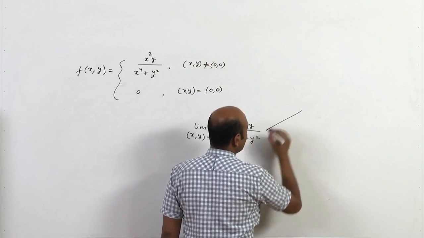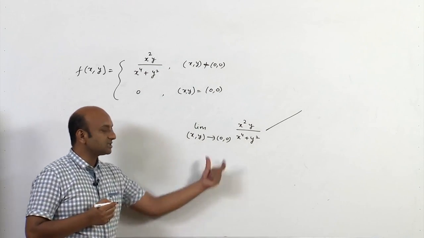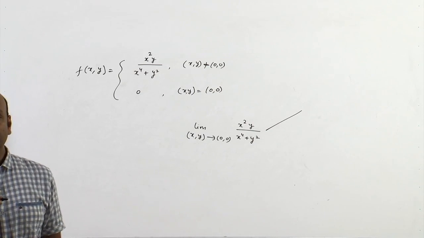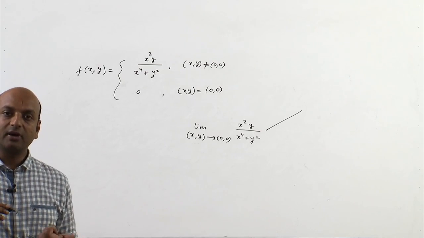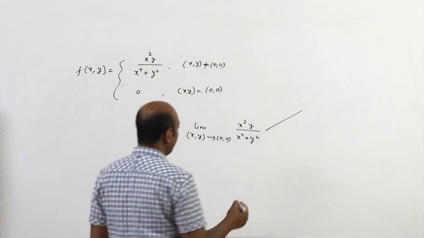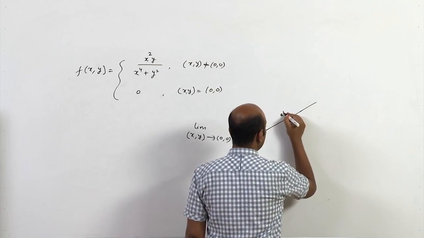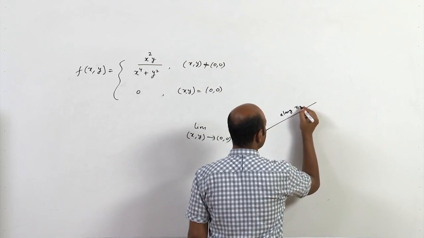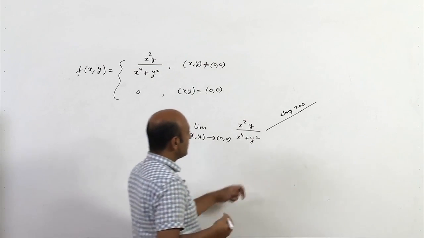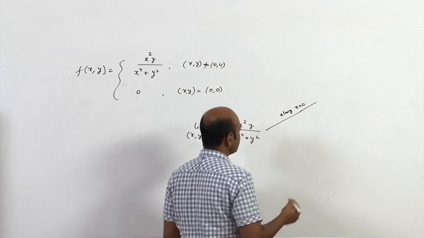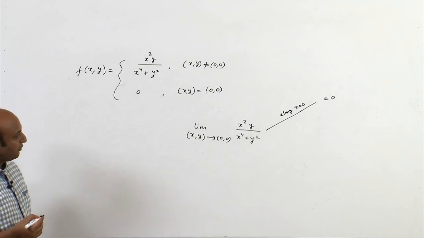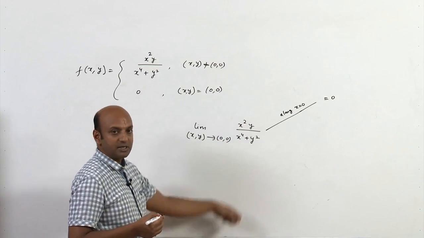Now, to prove that this limit does not exist, we have to show that it is path dependent, that is, from two different paths, if we have shown that the values of the limits are different, this means the limit does not exist. Now, let us move along, say, x equal to 0, that means along y axis. If you move along y axis, then you simply substitute x equal to 0 here, whose value is 0. So, it is equal to 0.